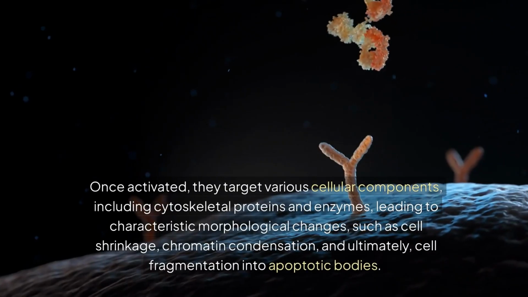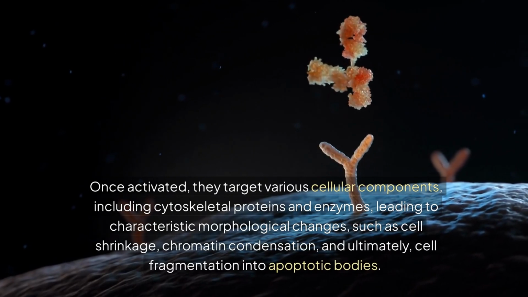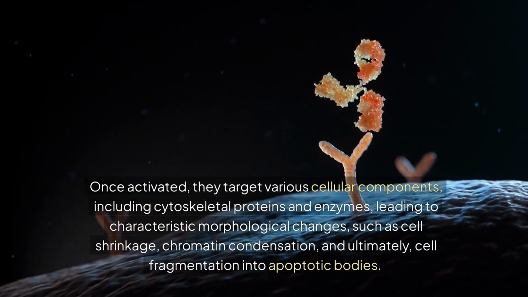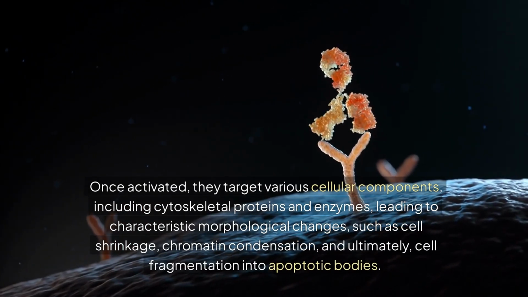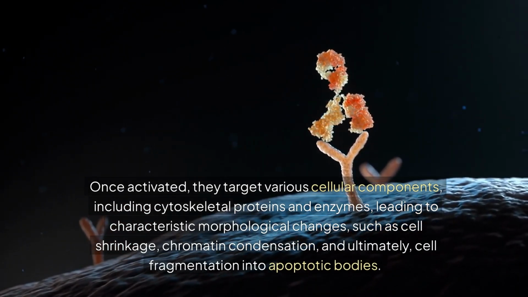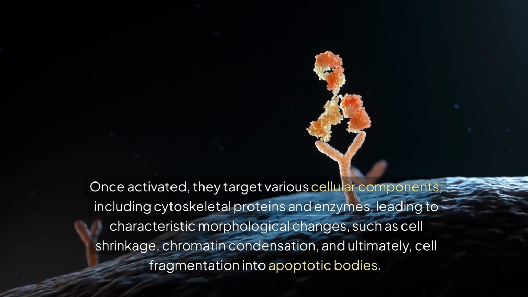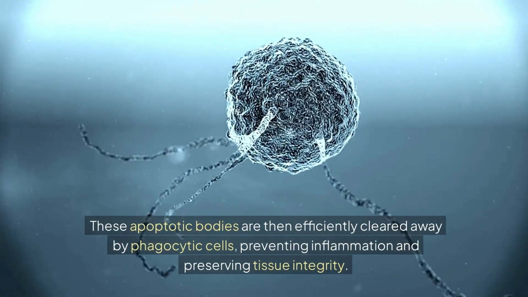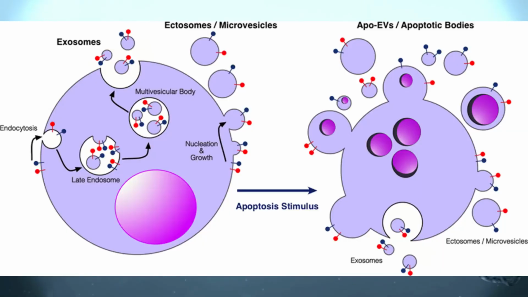Once activated, they target various cellular components, including cytoskeletal proteins and enzymes, leading to characteristic morphological changes, such as cell shrinkage, chromatin condensation, and ultimately cell fragmentation into apoptotic bodies. These apoptotic bodies are then efficiently cleared away by phagocytic cells, preventing inflammation and preserving tissue integrity.